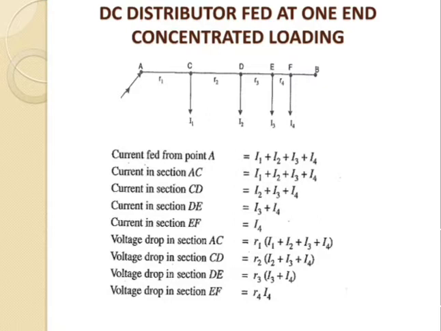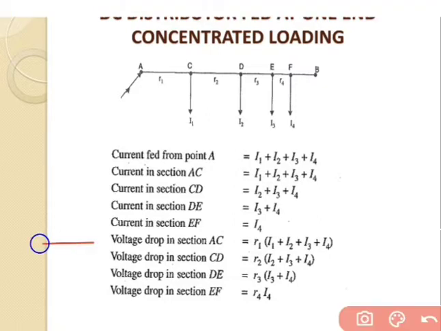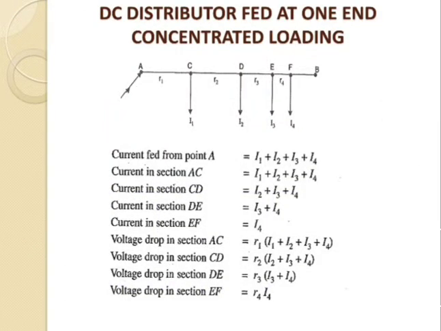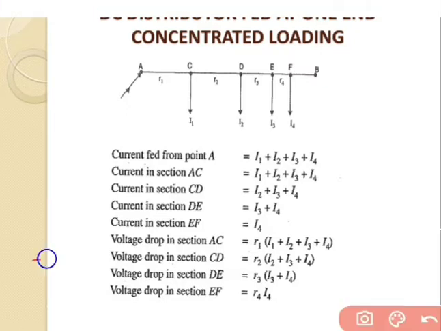Go to step number 3, the voltage drop in section AC. Just apply Ohm's law: V equals IR. The current flowing through section AC is I1 plus I2 plus I3 plus I4, and the resistance is R1. So the voltage drop in section AC is R1 times the bracket I1 plus I2 plus I3 plus I4. Now go to the next section, the voltage drop in section CD.